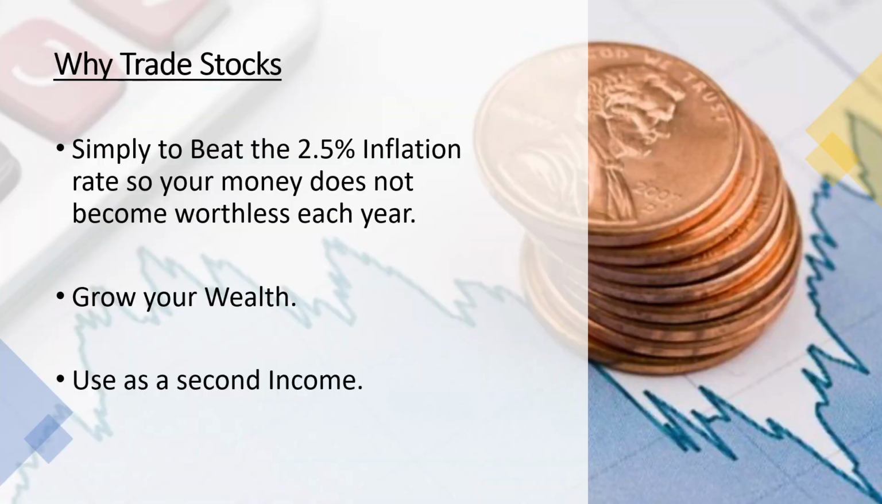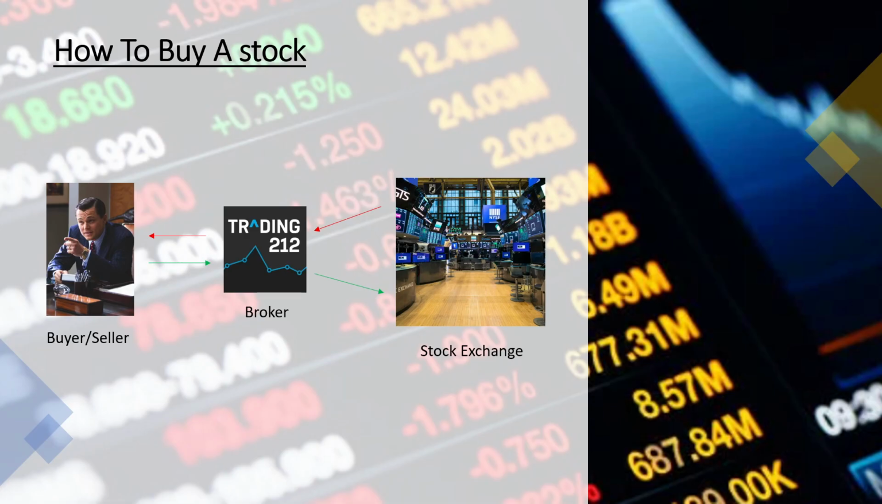So why trade stocks? Obviously I've mentioned before, beat the 2.5% inflation rate, grow your wealth, and use it as a second income. So how do we actually buy a stock? So obviously I've mentioned here that you are the buyer and seller, and you will be making a brokerage account. So the one I recommend if you're in the UK is Trading 212 because it's the easiest to use and it has very little fees. It has no fees at all actually, but obviously there is a spread between every buying and selling, which I will explain in a later video.